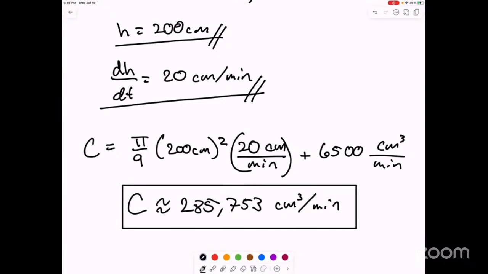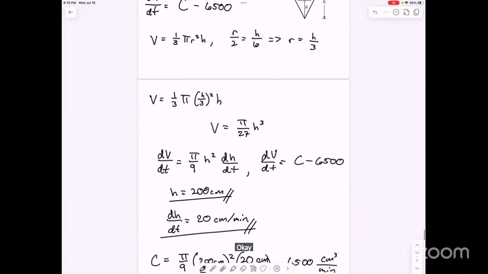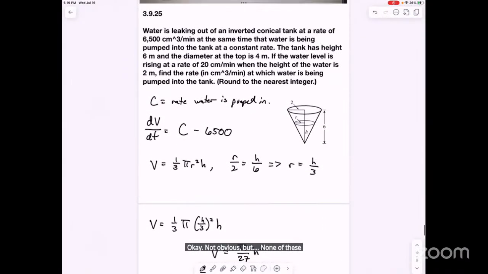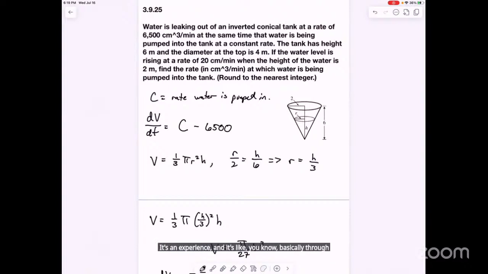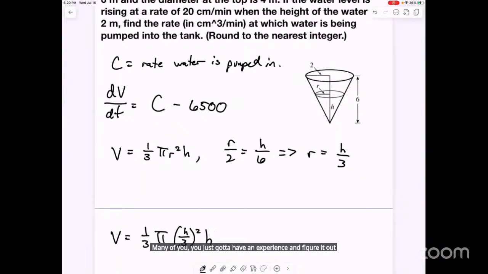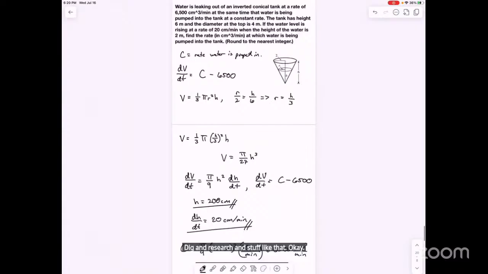All right. So again, that one, I just did some research. I was able to find this and walk through an explanation. Okay. Not obvious, but none of these are really intended to be obvious. It's an experience, and basically through trial and error you come across it. Some of the stuff you can process, but many of it you just got to have an experience to figure it out and dig and research and stuff like that. Okay. Just trying to get the whole thing.